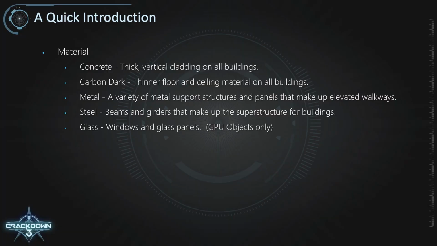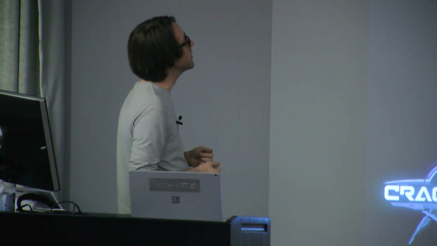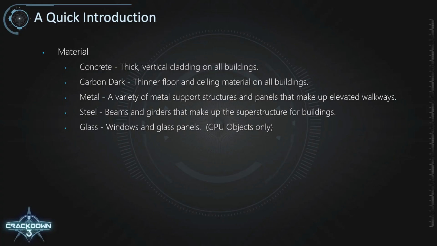The first one is material. We have 5 materials in our game: concrete, carbon dark, metal, steel, and glass. Concrete is going to be the cladding on the sides of buildings. The carbon dark is going to be the roofs and the floors of the buildings. And the metal is going to be kind of a random mishmash of different metal support structures and panels and things like that. Steel is different from metal in the respect that this is the steel beams that make up the building. So a building is a metal skeleton with concrete cladding and carbon dark cladding attached to it. And then glass is the glass windows and panels.